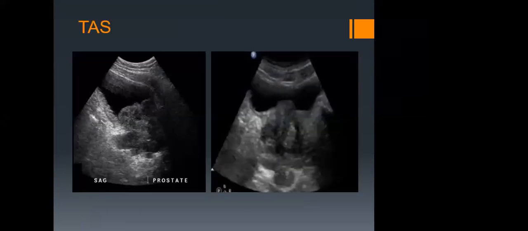So transabdominally, at most, this is what you're going to get. You have multiple nodules or multiple lesions, hypoechoic. You can't clearly define the margins. And when you look at the capsule, it is not smooth. You have lesions, but you can't tell the margins. This is what you will get transabdominally, but this is rare.